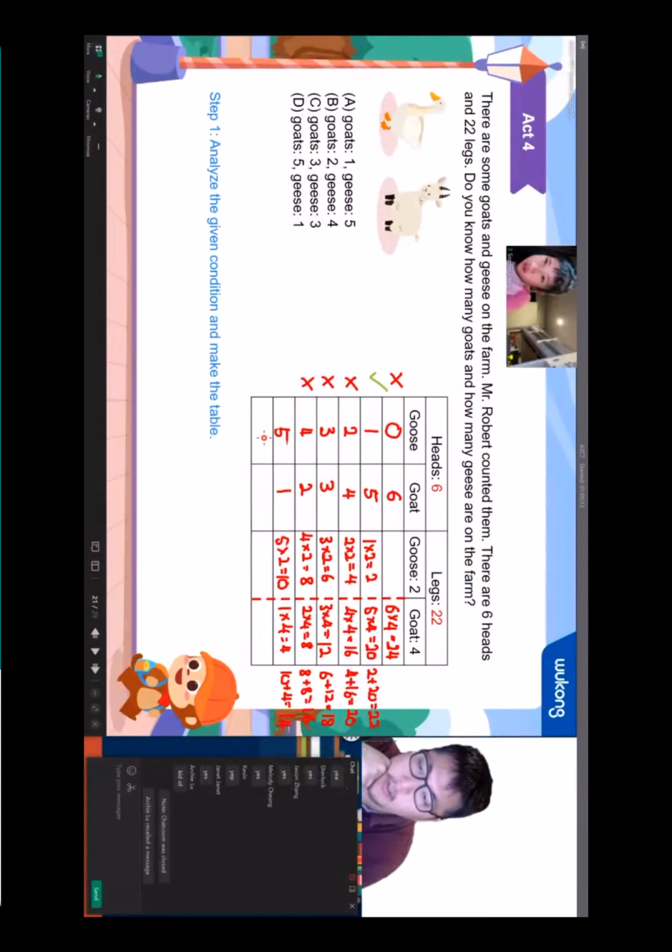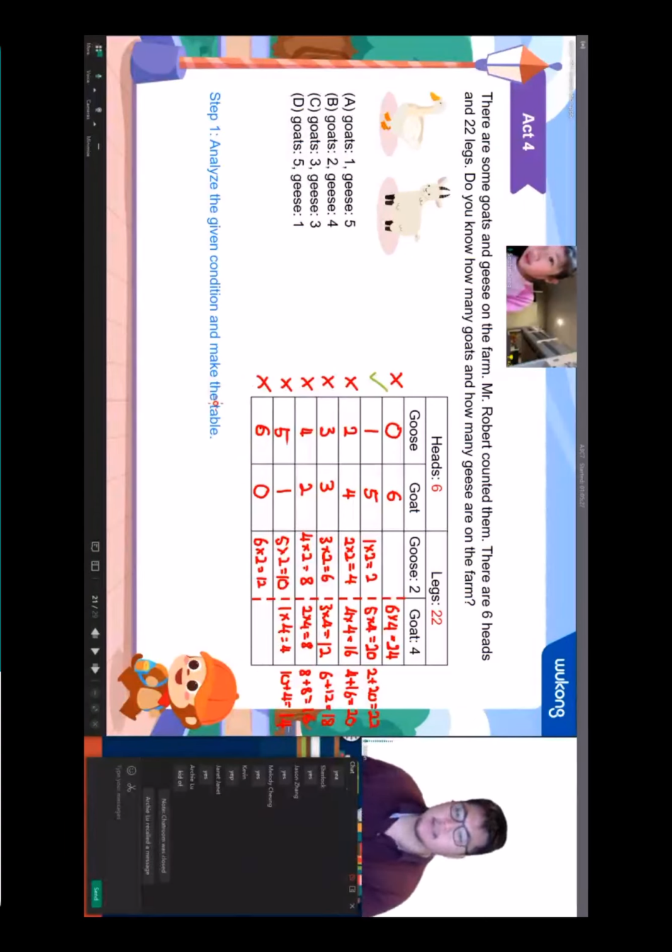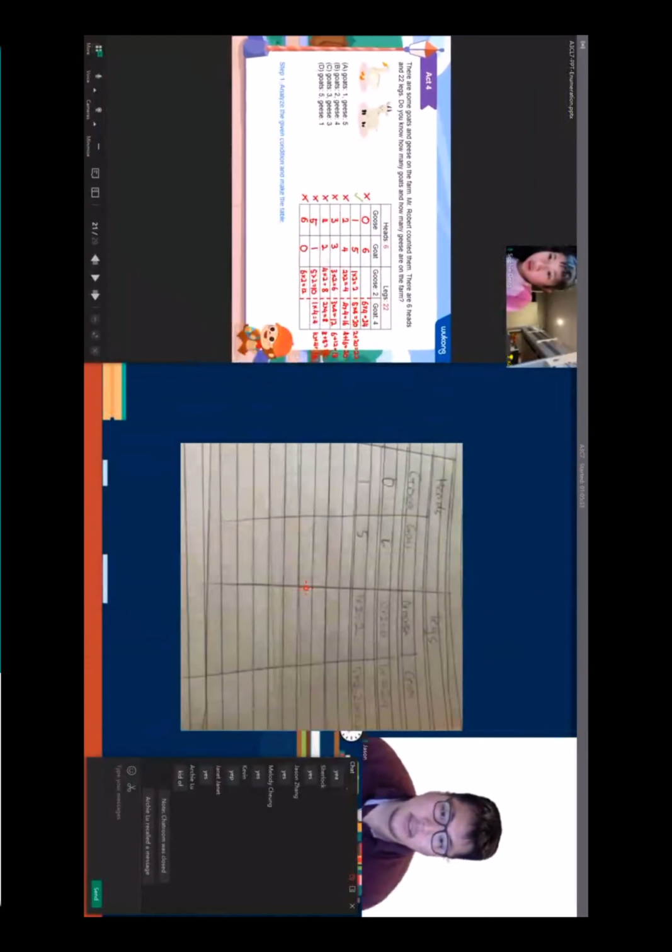And now, what are the last two numbers? 6 and 0. And of course that didn't work as well. So goose, 6 times 2 equals 12, so this doesn't work. So voila, this is the complete list. But yes, Sophie, I can see that you stopped at the second line here because you found the answer.